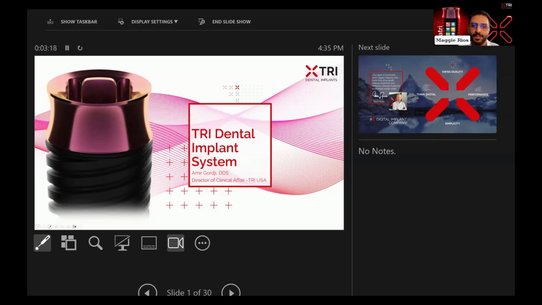As a director of clinical affairs with TRI, apart from fine-tuning clinical digital workflows related to TRI implant, I also onboard all new customers in the entire United States on the TRI implant system. And since I'm an expert in 3D printing and digital dentistry, I also help a lot of our customers get into 3D printing and start a deeper dive into their digital dentistry journey. I'll be kicking off our meeting tonight.